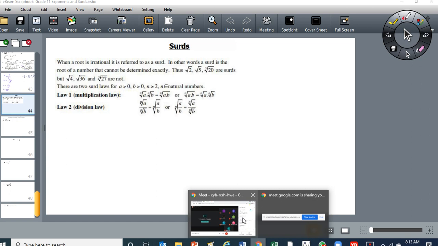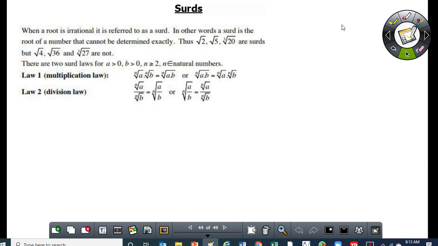Okay, so a surd is an irrational number. So any number that has got the square root sign and you can't determine that square root or cube root or fourth root or fifth root is called a surd. Now there are two laws that you need to be aware of. The first one is a multiplication law, and then you also have a division law.